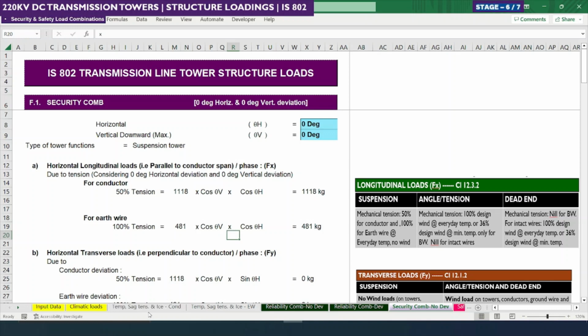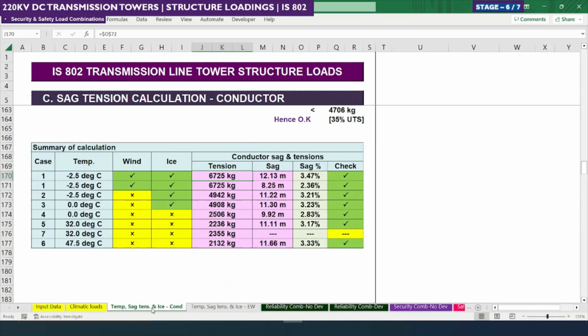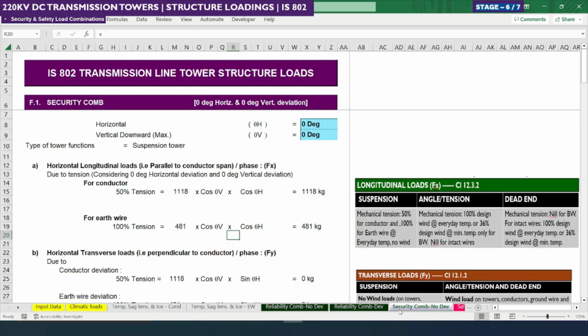So here if you see the tension calculation for conductor, for everyday temperature 32 degrees Celsius and no wind case, we are having 2236 kg. So in that we need to consider 50%, so it is 1118. So that multiplied by cos 0 vertical, cos 0 horizontal remains same.